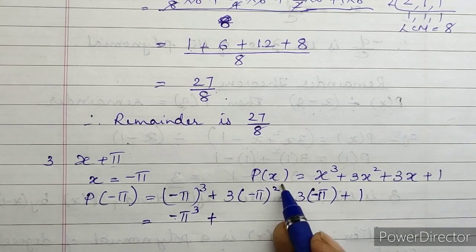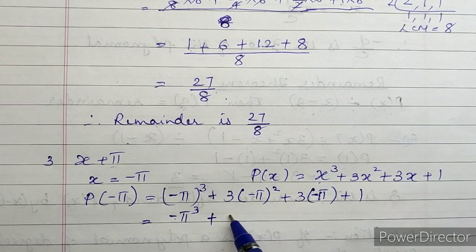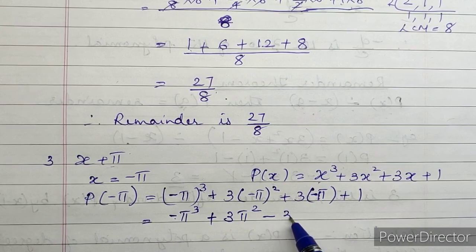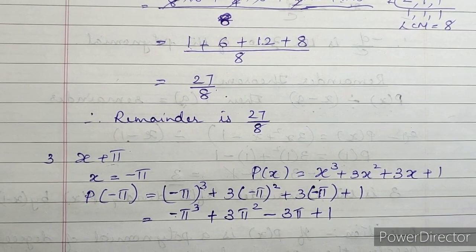Plus negative pi whole square, it will change to positive pi square. So 3 pi square, negative into positive, minus 3 pi plus 1. So you can't simplify still more. So this is the final answer.